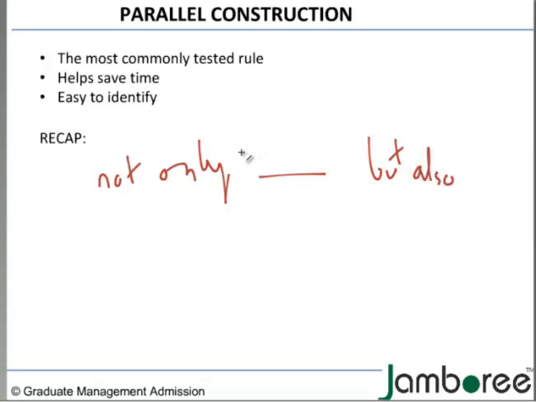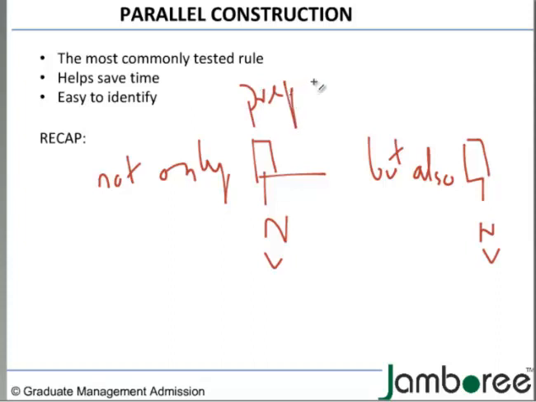So now here, after not only, whatever is immediately after not only, if it's going to be a noun, this also has to be a noun, right? If it's a simple verb, this also has to be a verb. If it's an -ing verb, this also has to be an -ing verb. If it is something like not only some preposition plus verb, but also has to be some preposition plus verb.